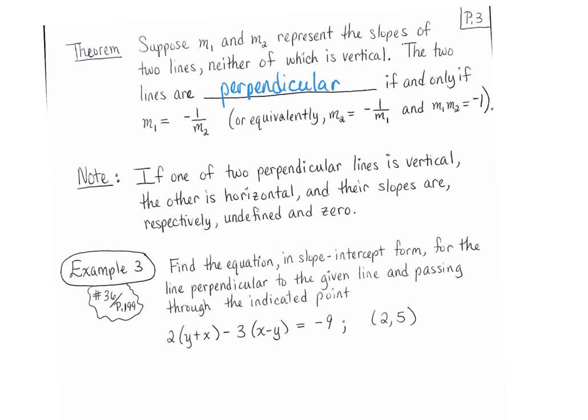If and only if m1 equals -1 over m2, or equivalently, m2 equals -1 over m1, and m1 times m2 equals -1. So another way of phrasing this, two lines are perpendicular if we know their slopes are negative opposite reciprocals. Okay? So the note here: if one of two perpendicular lines is vertical, the other is horizontal, and their slopes are respectively undefined and 0. So particularly an example here is just the XY coordinate plane, right?